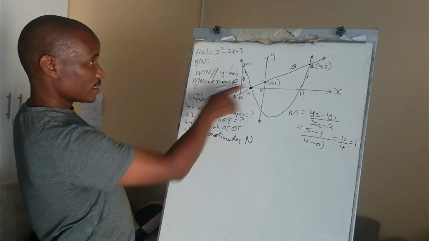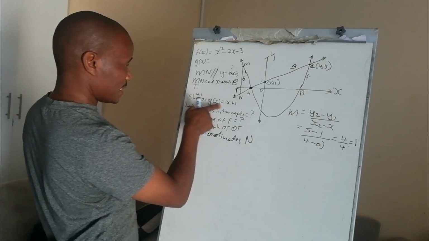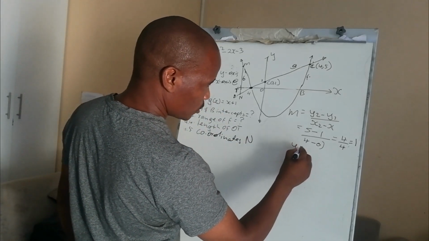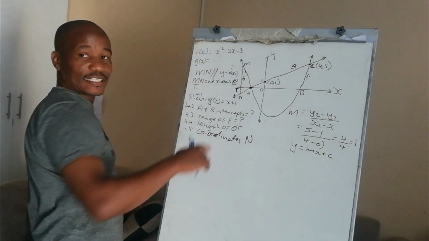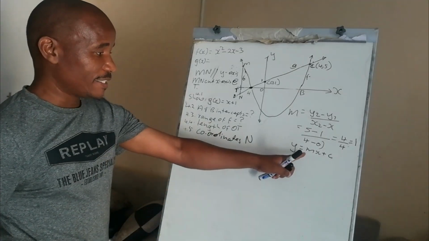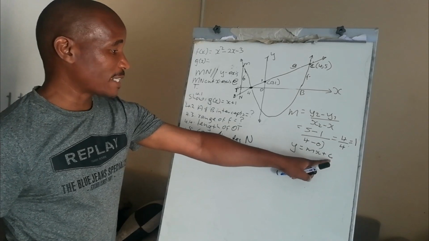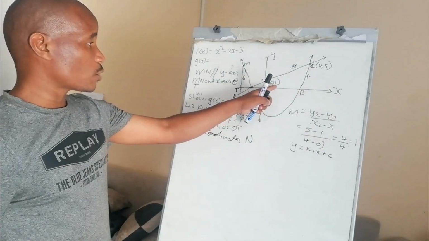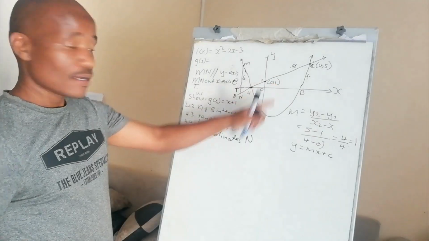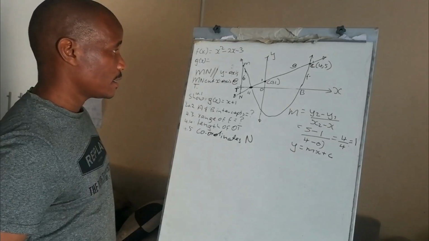We show that this line, and remember this line is in the form of y equals mx plus c. Y is a straight line. The gradient there is 1. But what is c? C is given as 1.